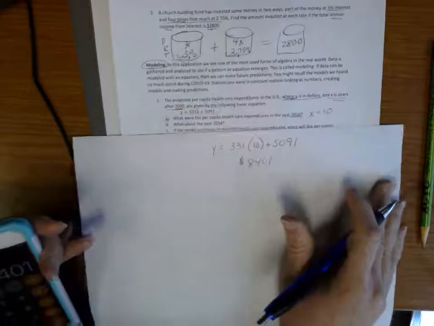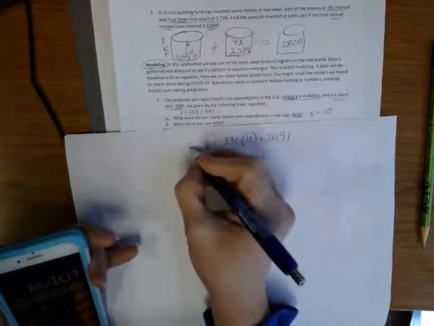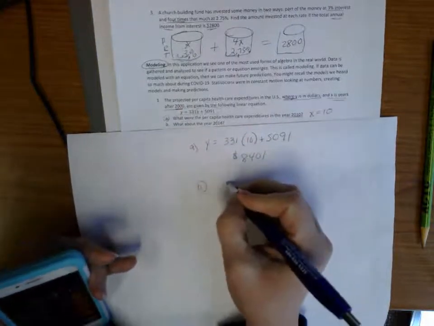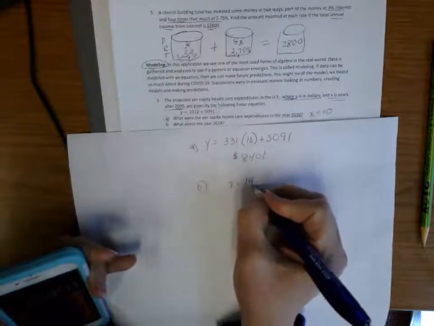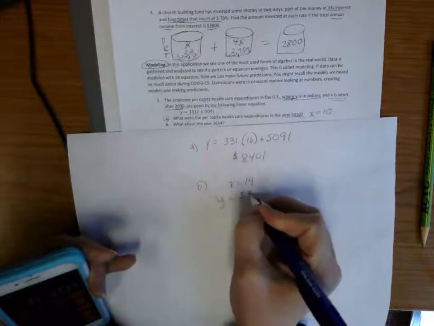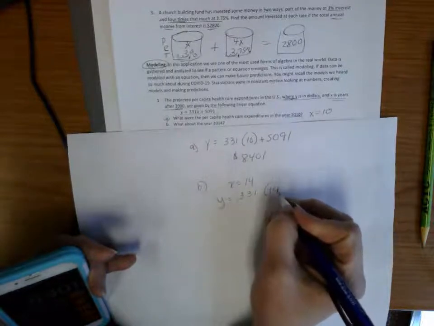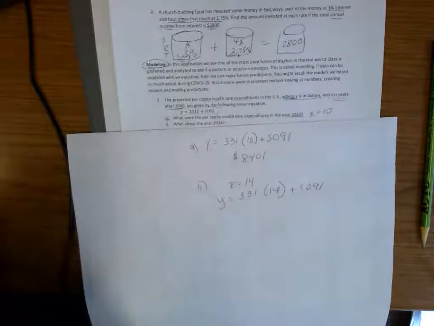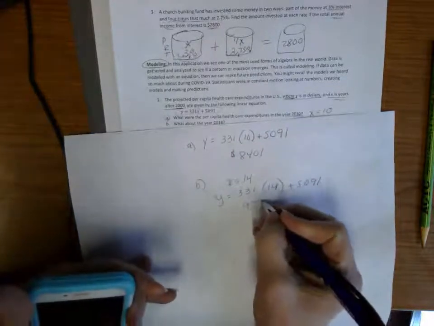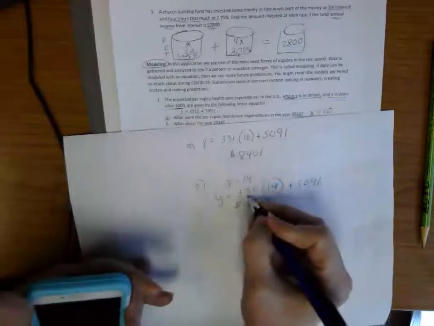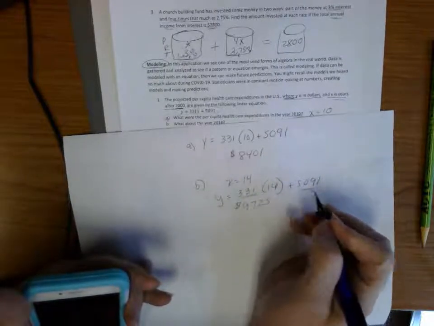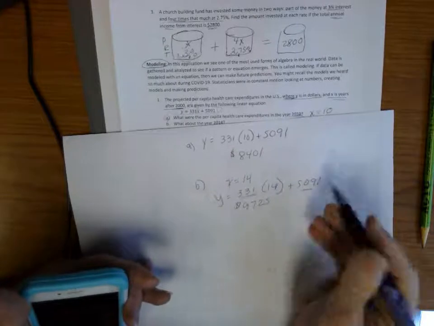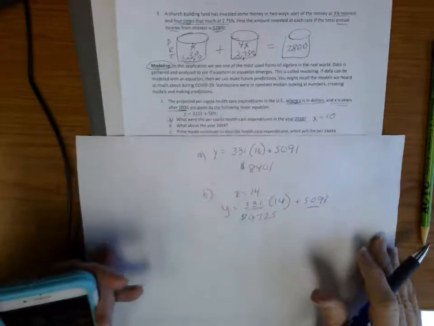Then I could do 2014 and any other year you feel like evaluating, but 2014 would be X is 14, right? So we do it again, Y equals 331 times 14 plus 5091. Let's crunch that on our calculator and check that out. And that comes out to be 9725. So it's going up, right? There's a direct multiplier and then plus a base value that's making it go up a little bit each year. It's going to get more and more, it looks like.